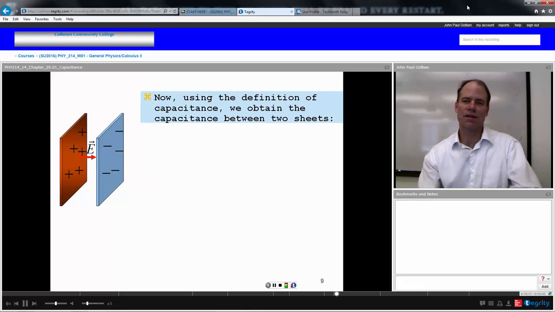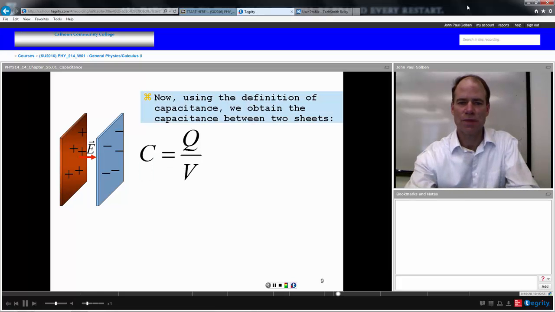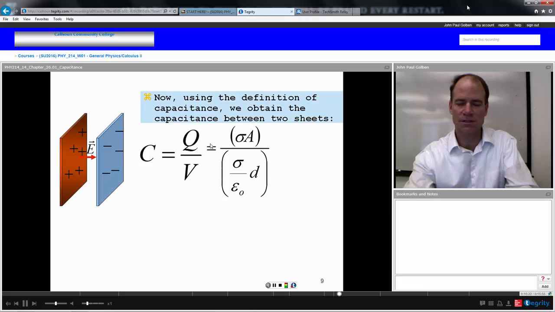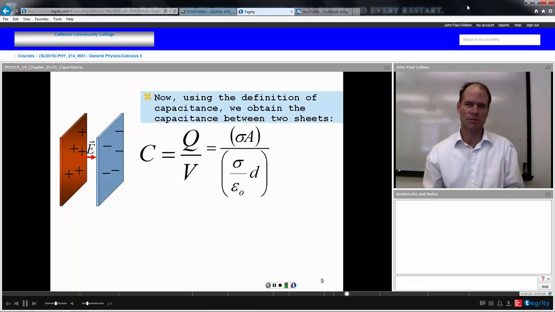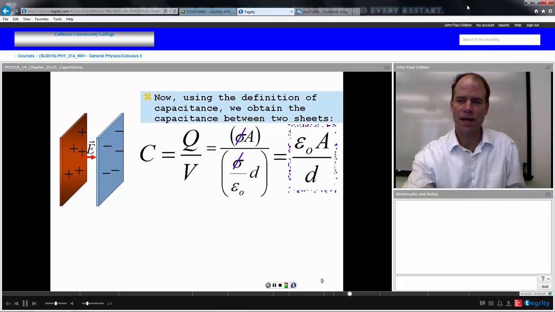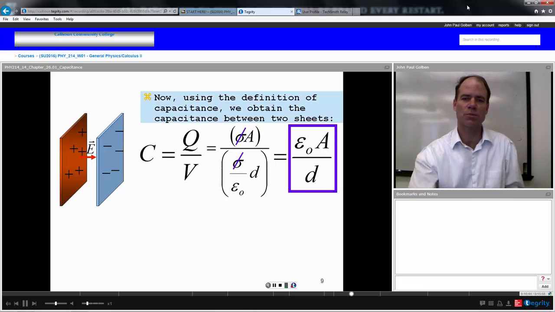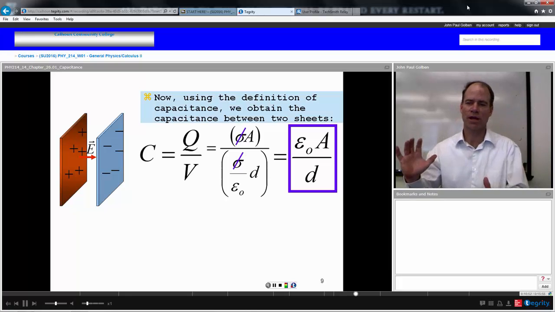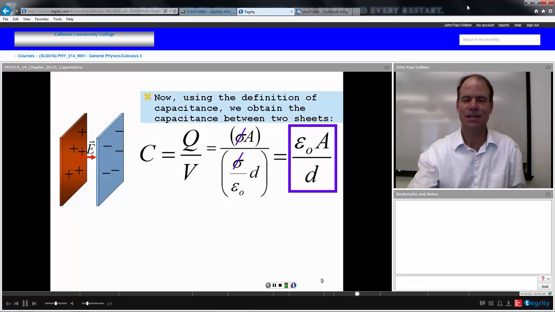Now, using our definition of capacitance, we know capacitance is the charge divided by the voltage. In this case, the charge is our surface charge density, sigma, the charge per area, times the area. That will give us the total charge on one of those plates, divided by the voltage that we just calculated, sigma over epsilon naught times D. Our sigmas cancel out here, and we get that the capacitance between these parallel plates in air or vacuum is equal to epsilon naught, the permittivity of free space, times the area of one plate over the separation distance D between the plates.